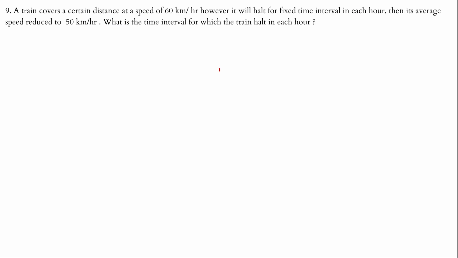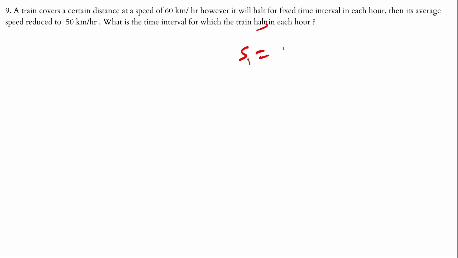A train covers a certain distance at a speed of 60 km per hour. However, it will halt for a fixed time interval in each hour. Then its average speed reduces to 50 km per hour. What is the time interval for which the train halts in each hour? Okay.